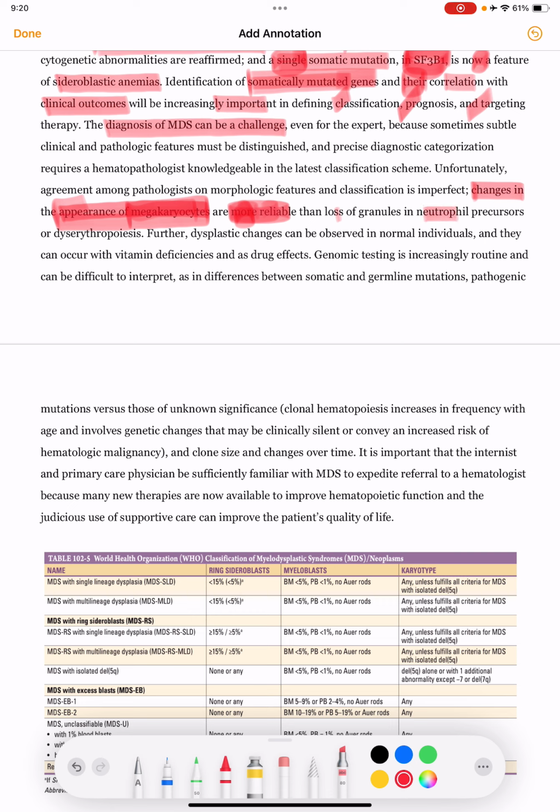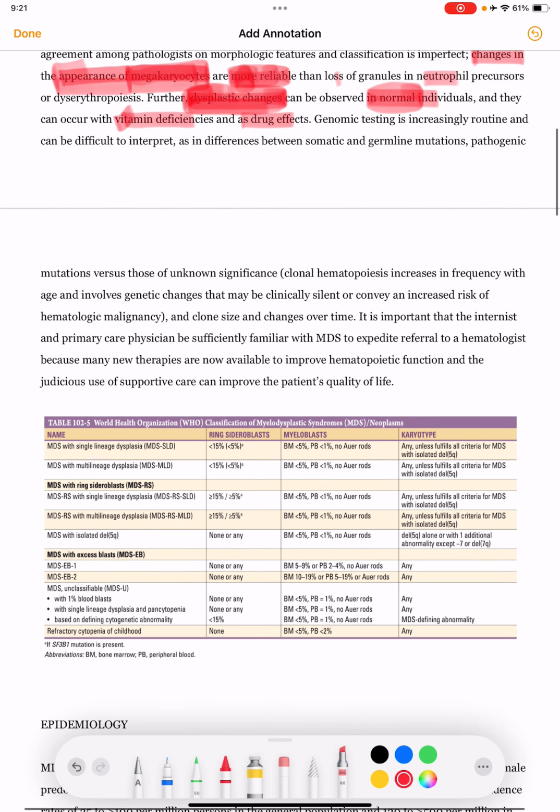Further, dysplastic changes can be observed in normal individuals, and they can occur with vitamin deficiencies and as drug effects.